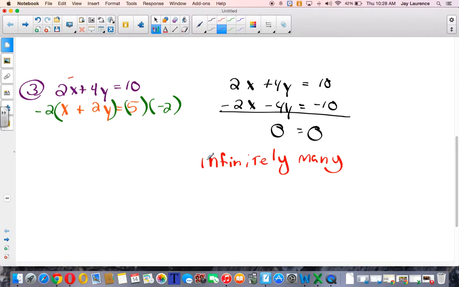is a consistent dependent system because the two equations, their lines, intersect everywhere. They're actually the same line.